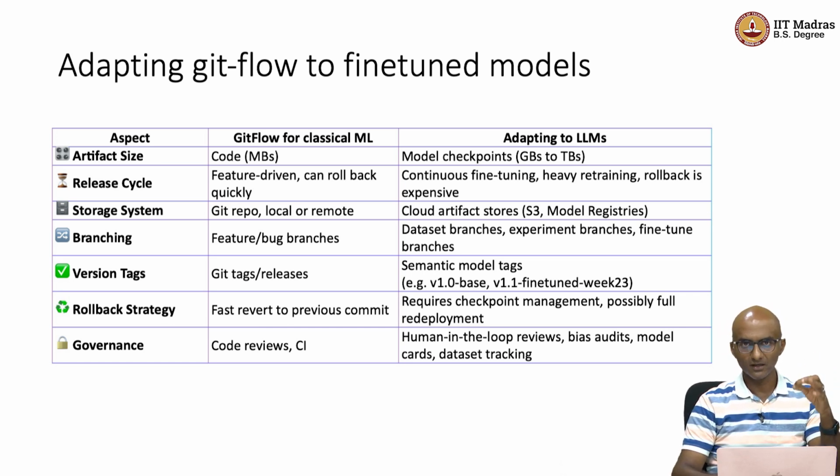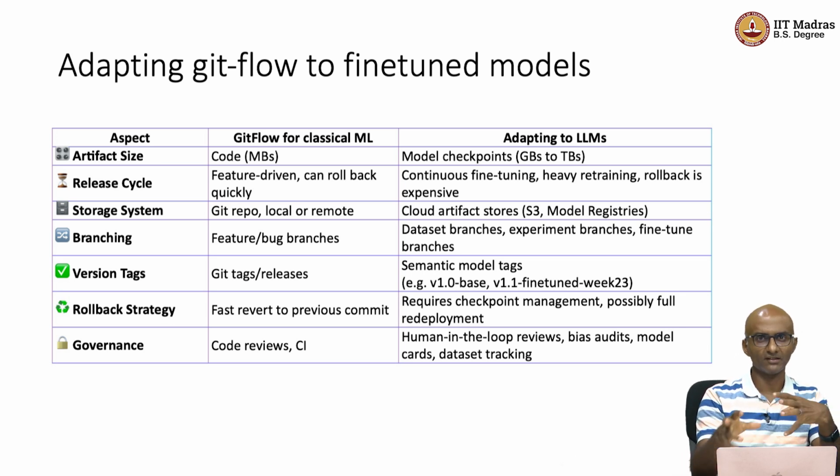And last but not the least, governance: code reviews, CI meaning testing, the use of CML that we did. All of that is fine. All of that is required for LLMs. On top of it, you will still need human-in-the-loop audits for things like bias checking, testing, etc., or even dataset tracking. So that's how the GitFlow process gets adapted.